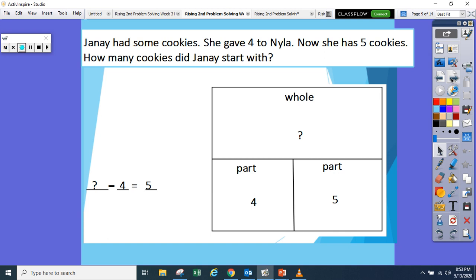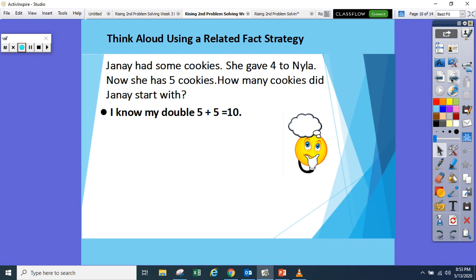I know that the cookies that she must have started with must be the whole. It must be bigger than both of the parts, both the 4 and the 5. This also helps me set up an equation. I know that something, take away 4, must equal 5. Another strategy I can use, along with the Part-Whole Map or on its own, is a related fact strategy.